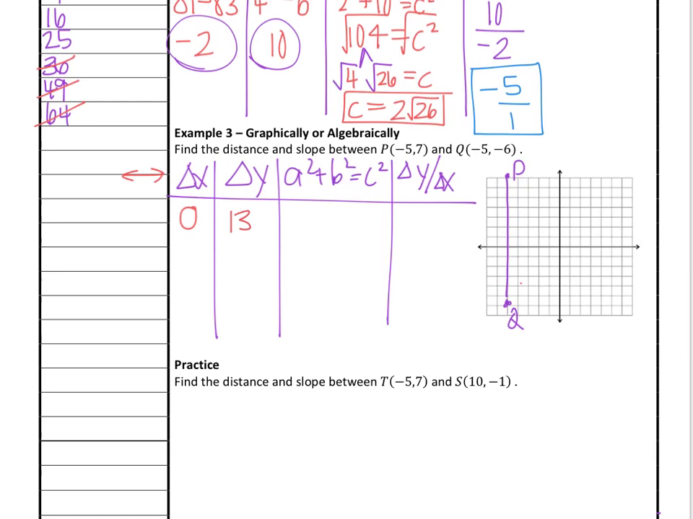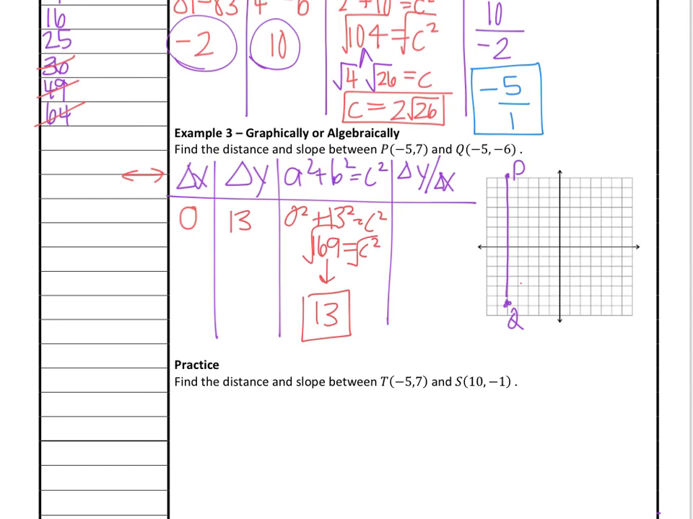That means that the distance is actually a nice distance. So it is 13, but let me show you if you chose to plug into Pythagorean Theorem, how it would work. 0 squared plus 13 squared equals c squared. This gives you 169 equals c squared. Square root, 169 under a radical gives you 13. Okay, so you can do that either graphically or algebraically.